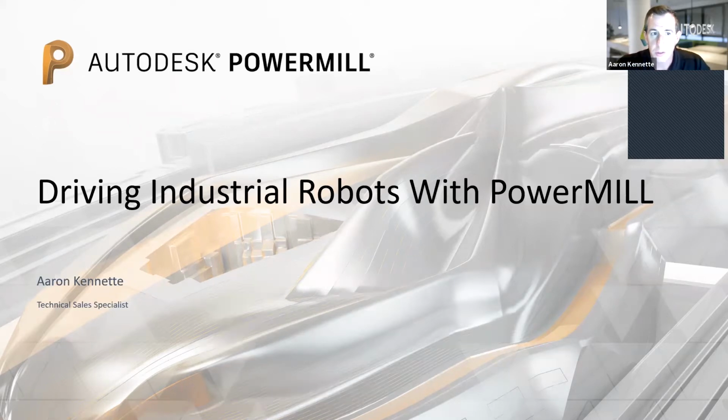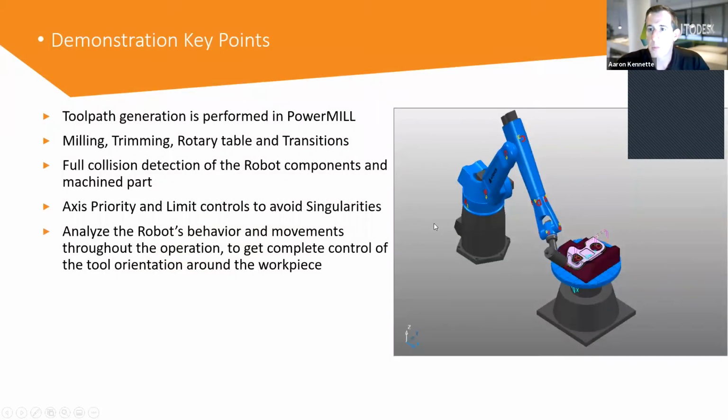Our presentation today circles around driving industrial robots with PowerMill. Some of the demonstration points we're going to review are that the toolpaths we're looking at today are all generated in PowerMill itself. We'll look at some operations for milling, trimming, rotary table, and transition options. We'll see how we have full collision detection of the robot components and the machine part. We'll look at setting access priorities and limit controls to avoid singularities on the robot. And we'll analyze the robot's behavior and movements throughout the operation, just to show that we have complete control of the tool orientation around the workpiece.